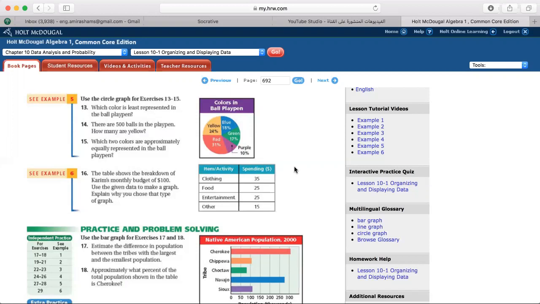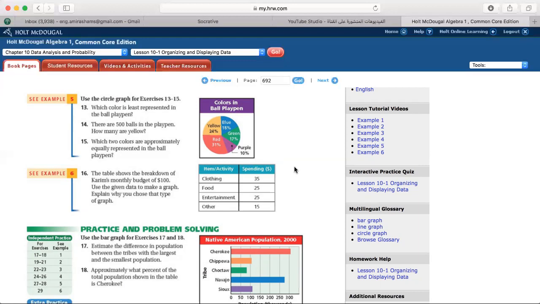I have here a circle graph: Colors in the Ball Play Pen. I have blue 18%, green 17%, purple 18%, red 31%, and yellow 24%.